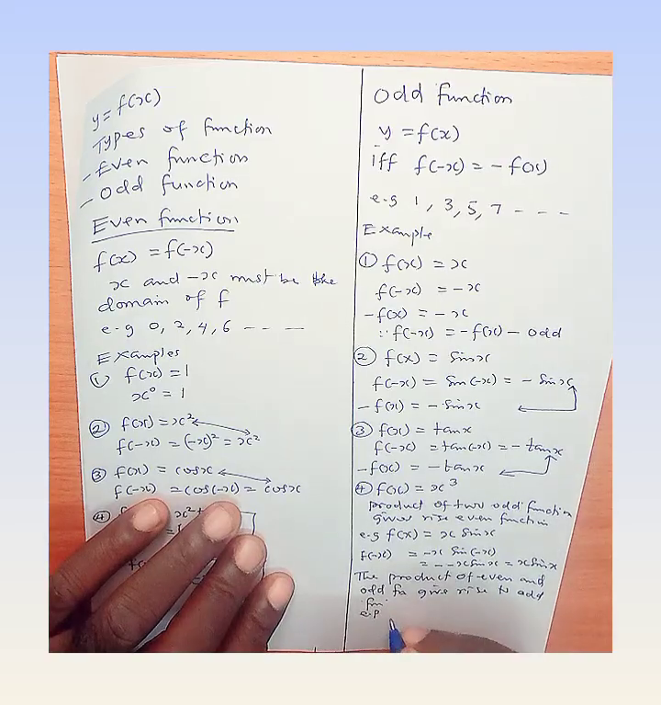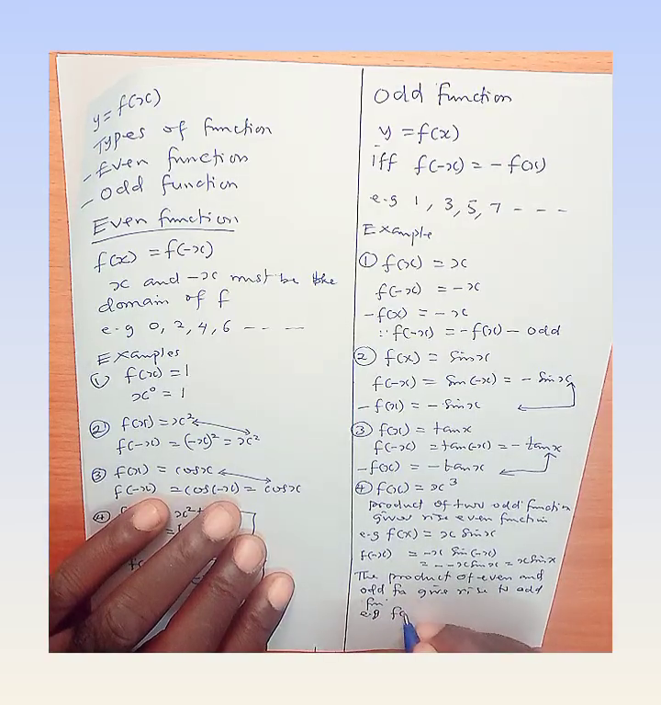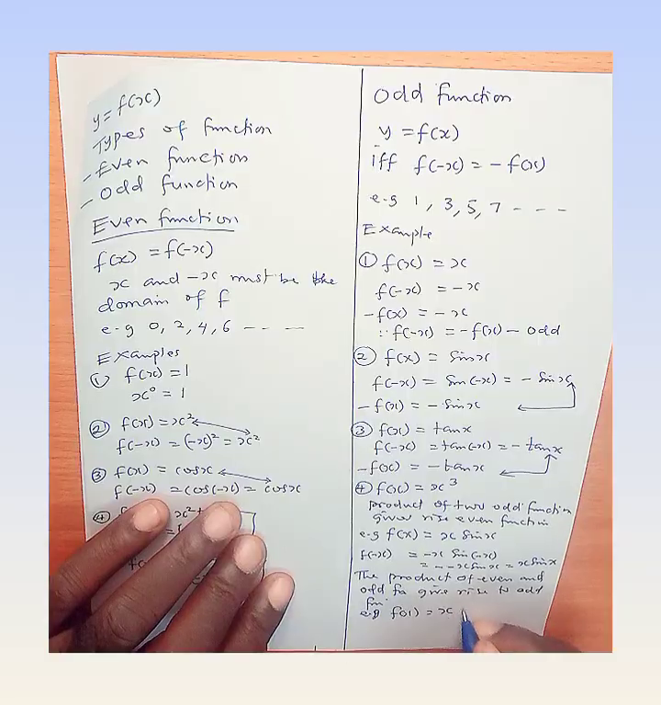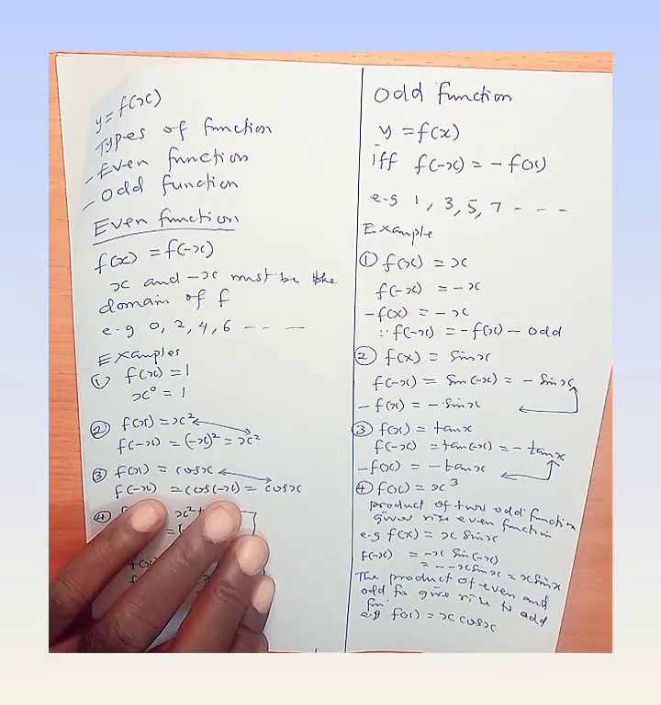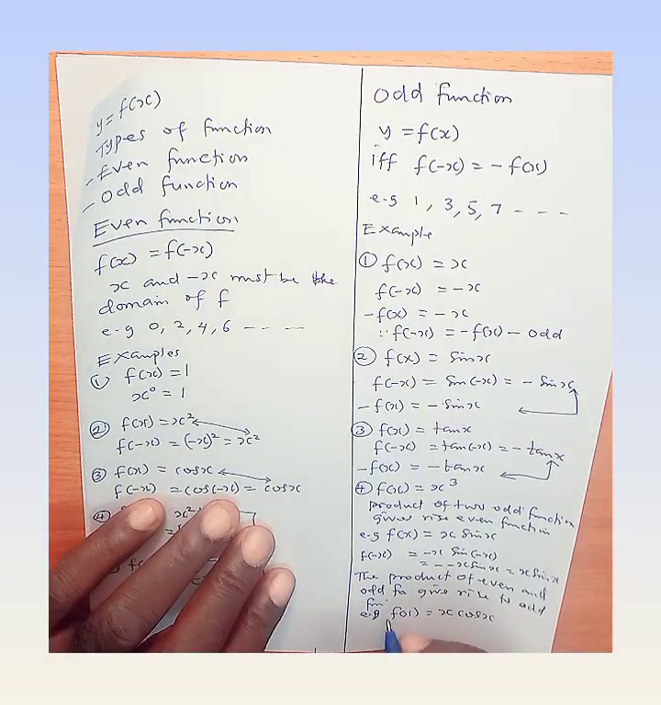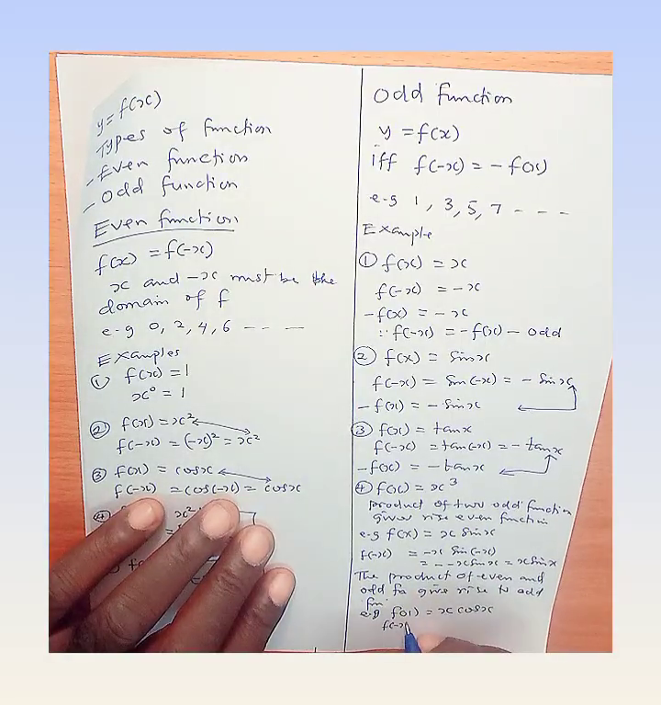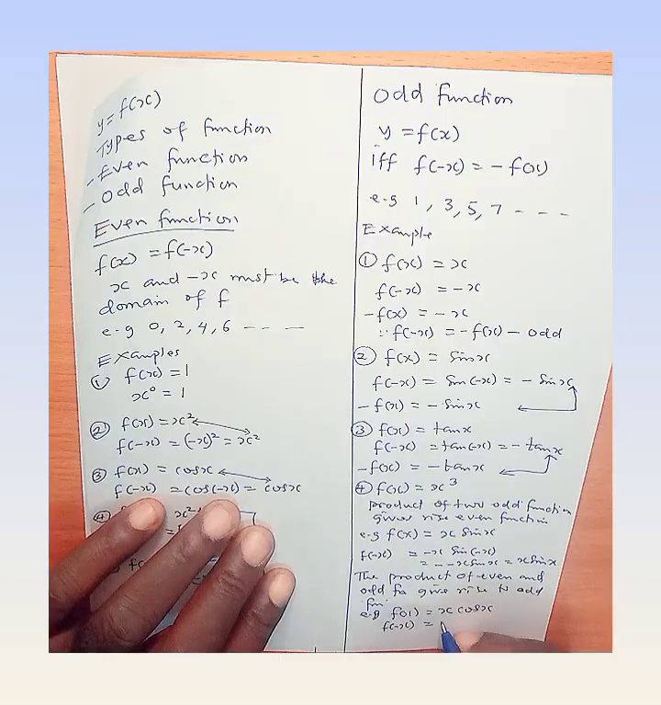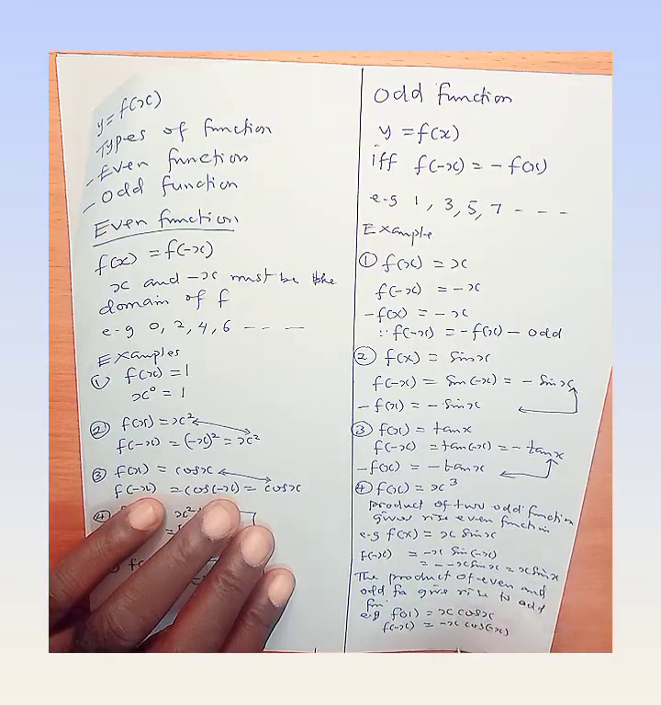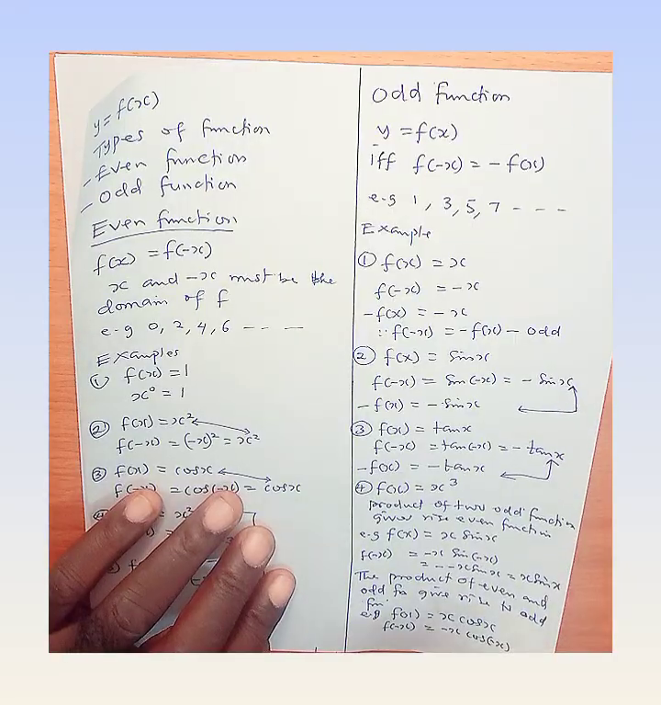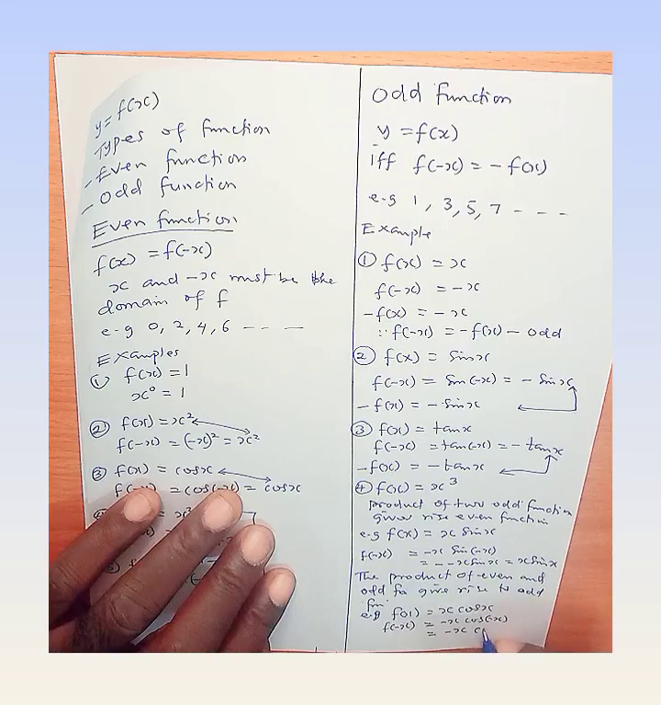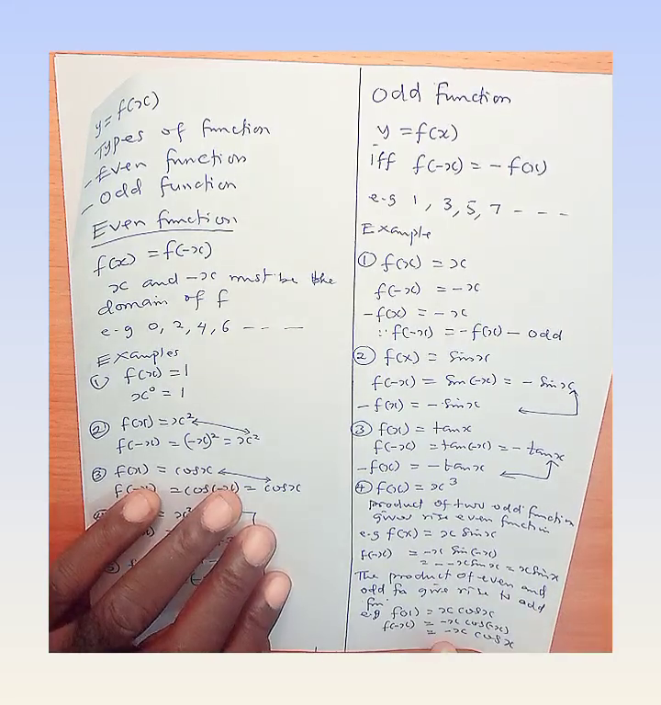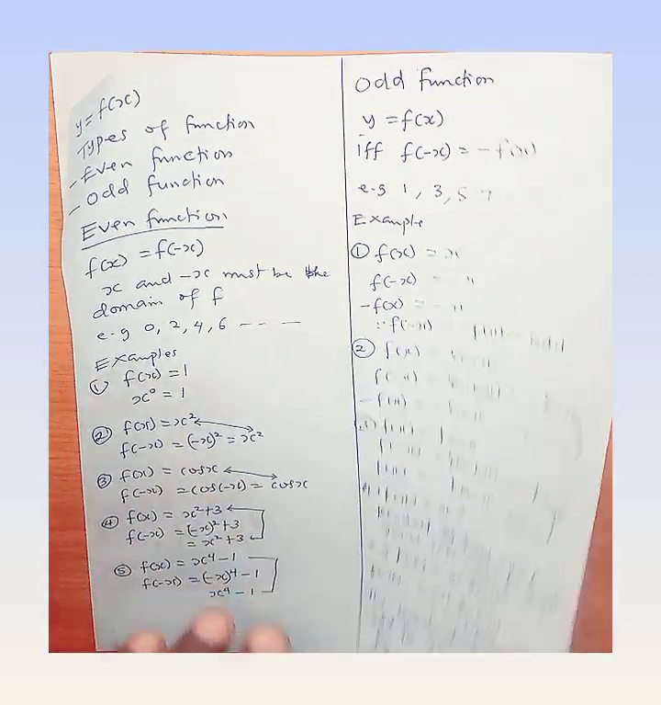E.g., if you have f of x, which is equal to x cos x. X is an odd function, cos x is an even function. Now, we have f of minus x is equal to minus x cos of minus x. Now, cos of minus x is cos x, but minus x still exists. Then we have minus x cos x. Can you see it gives rise to an odd function?